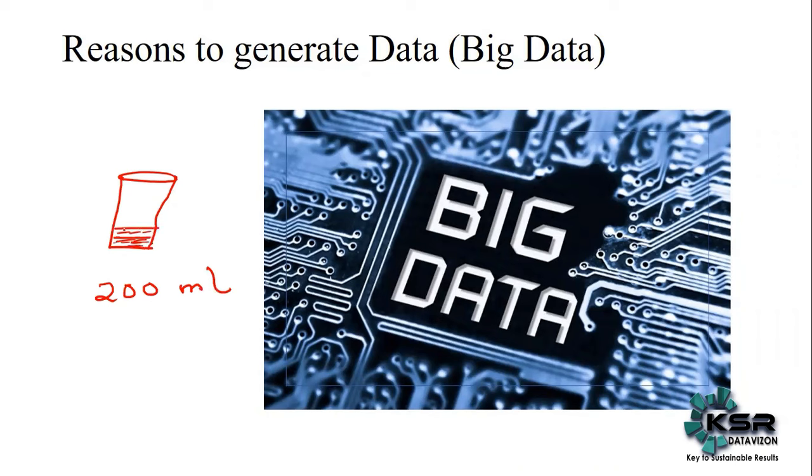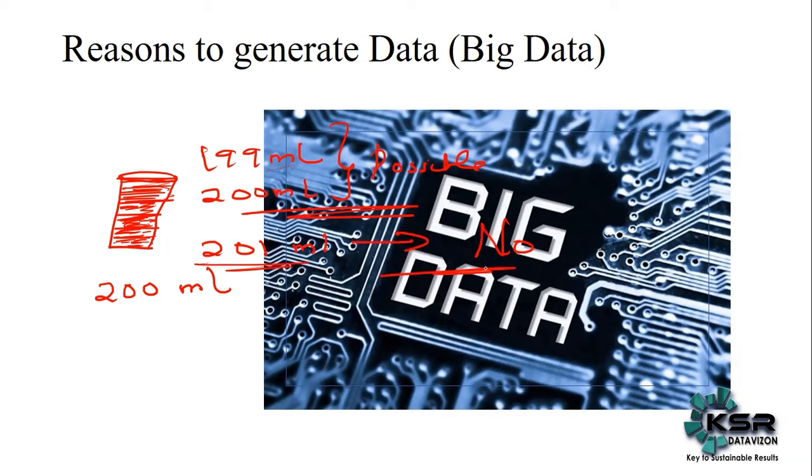You can store 70 ml. You can store 100 ml. You can store 125 ml. You can even store 199 ml. Okay, possible. You can store 200 ml. Possible. Can you store this? No. What happens? A drop of water spills out of the glass.